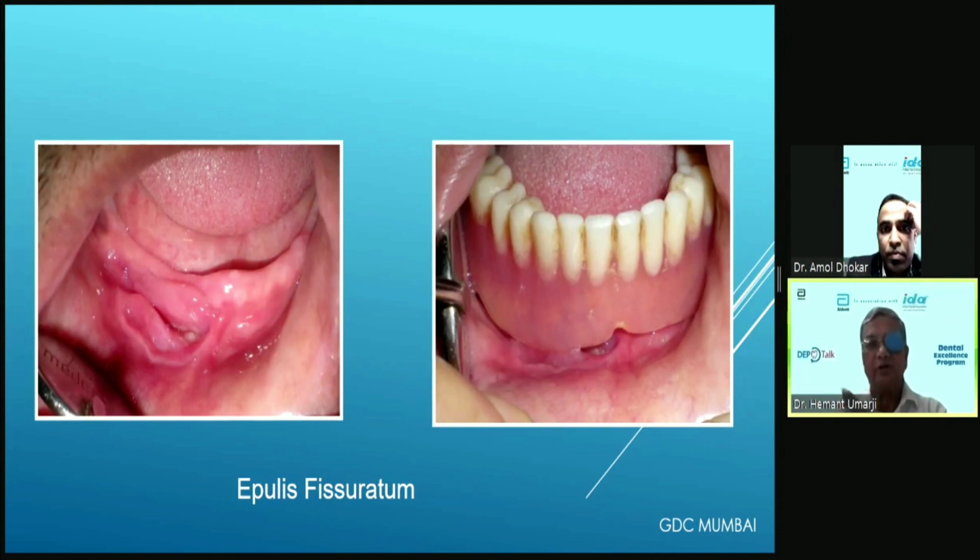Then we called the patient again, and ideally we make a new denture with a new impression. You will be surprised that after 15-20 days, this particular depression will go away and normal healing will take place. After that happens, you take a fresh impression with relief in that area and then give a new denture. That is the ideal method to treat this.